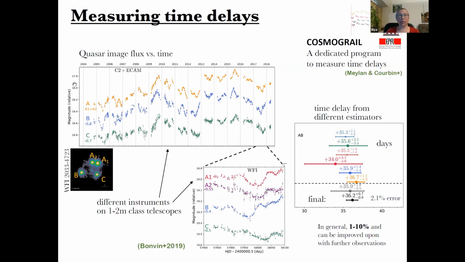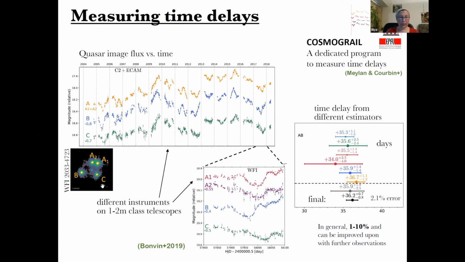So quasars vary in time, unpredictably. So you can measure how their flux varies as a function of time, and this is what I have here. You'll notice that the time scale goes from 2004 to 2018. So this is a big effort. And the main collaboration which is doing these types of observations is COSMOGRAIL out of EPFL. And it is a dedicated program.